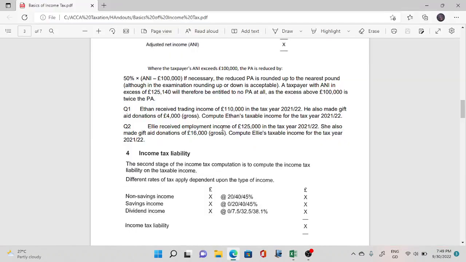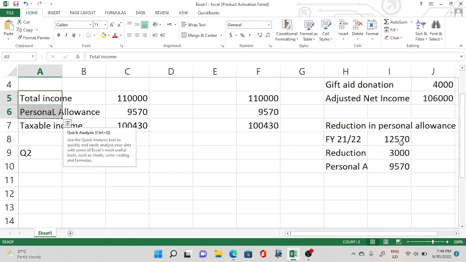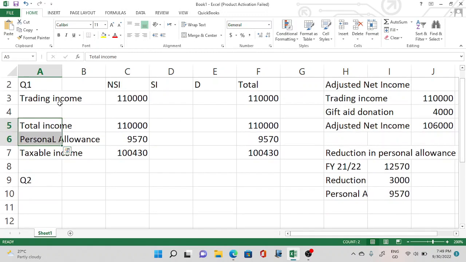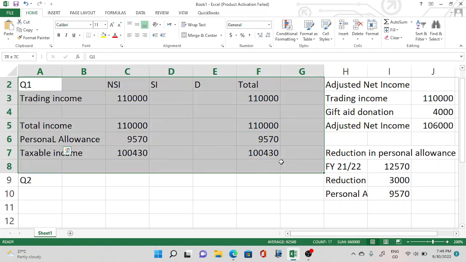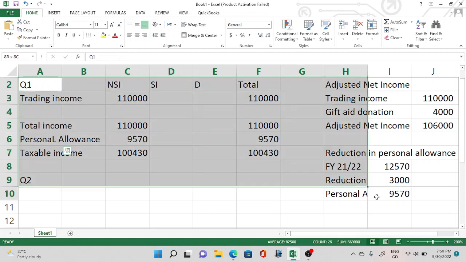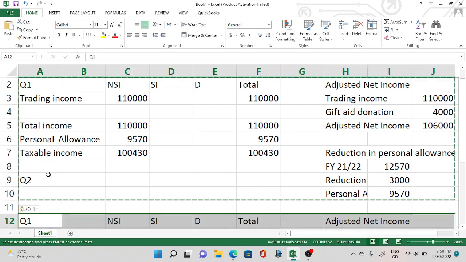Ellie received employment income, which is also part of non-savings income, in the tax year. She also made gift aid donations of 16,000. For this, you are also supposed to find the taxable income. Now, what are we going to do? We are just going to copy the format and put in the figures. It's 125, and definitely the same procedure will happen. Okay, let's do it here.